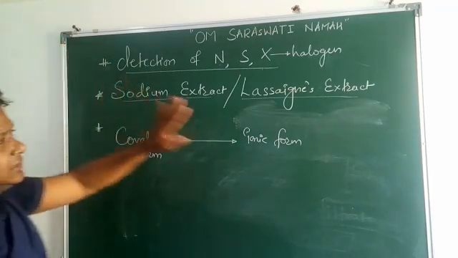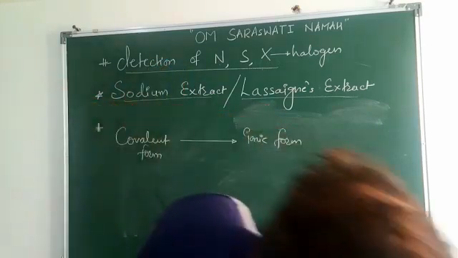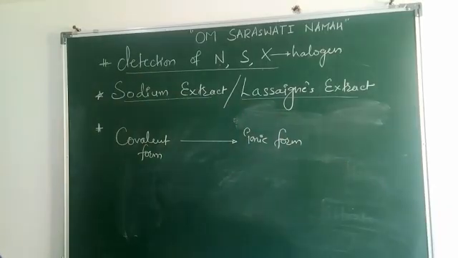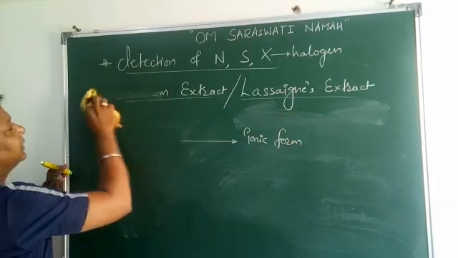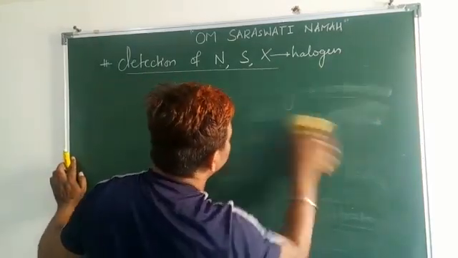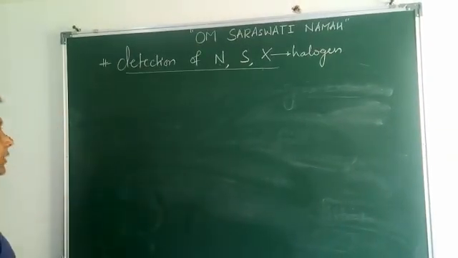And now with the help of this lassaigne's extract, whatever we prepare, how should we use it to detect the elements like nitrogen, sulfur or halogen present in the organic compound? That part I will tell you. So now we'll go for the detection of nitrogen. First of all, how to detect the nitrogen present in the organic compound.